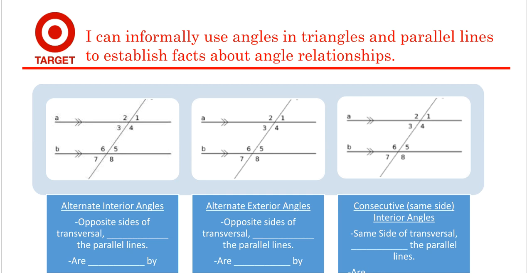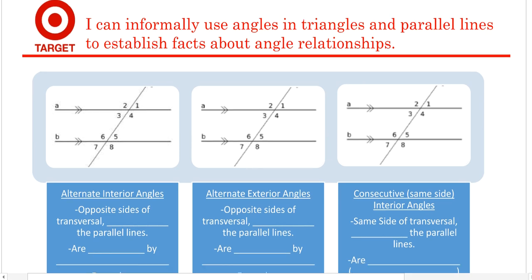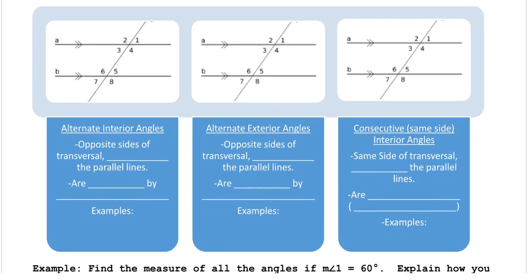Alright, the next angle relationship that we're going to talk about is the alternate interior angles. With alternate interior angles, you need to understand a little bit of vocabulary. When you see the word alternate, it means opposite. So when we're looking at our relationships, we are looking for angles that are on opposite sides of the transversal.